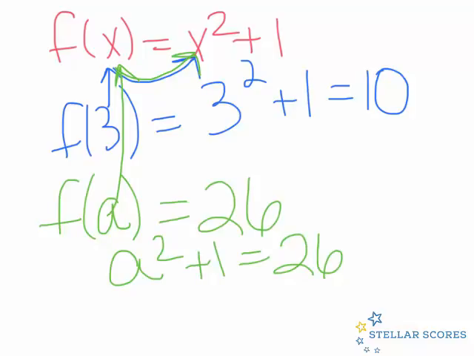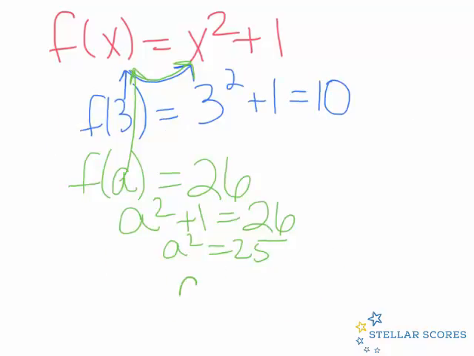Well, let's subtract 1 from each side. So we get a squared is equal to 25. And then, so a is equal to plus or minus 5. So you see, no matter which side they give us, we can figure out the other one. So let's go back to our original equation and see if we can solve that.